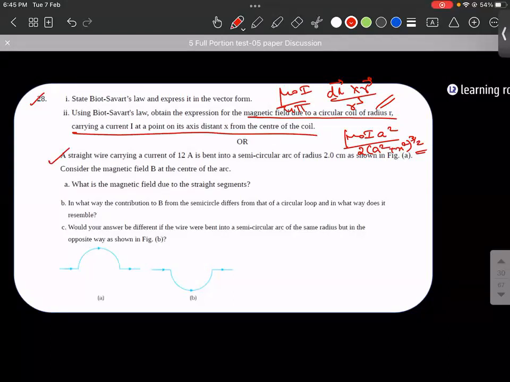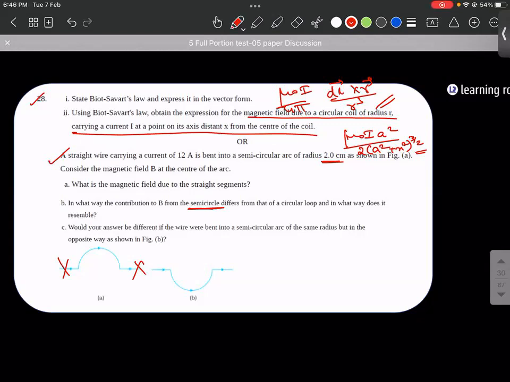A straight wire carrying a current of 12 ampere is bent into a semicircular arc of radius 2 centimeter as shown in the figure. Consider the magnetic field B at the center of the arc. What is the magnetic field due to straight segments? The magnetic field due to straight segments is 0. In what way does the contribution of B from the semicircle differ from that of the circular loop? The magnetic field due to a semicircular loop is going to be half of that due to the circular loop. Would your answer be different if the wire were bent into a semicircular arc of the same radius but in opposite direction as shown in the figure? Magnitude will not be different, but direction will be different.